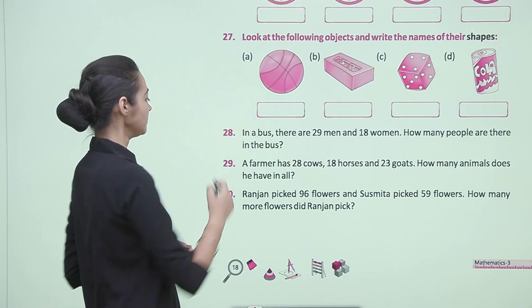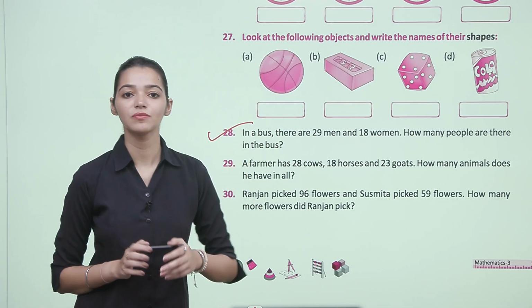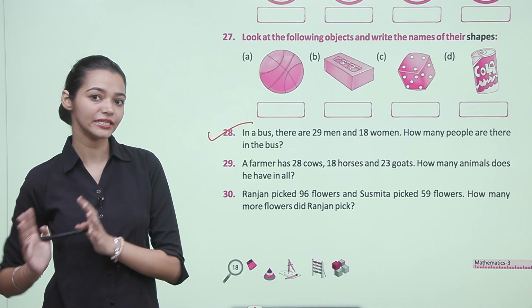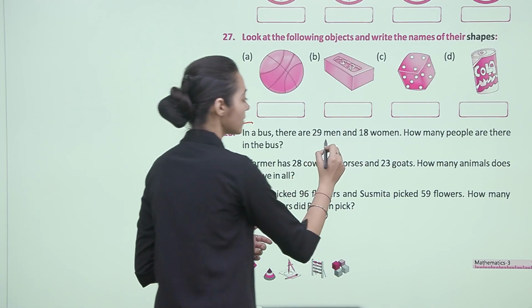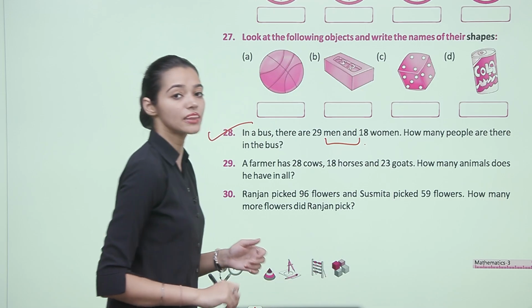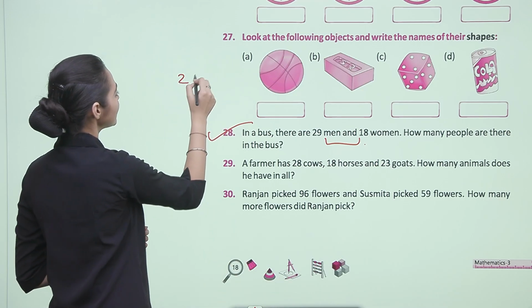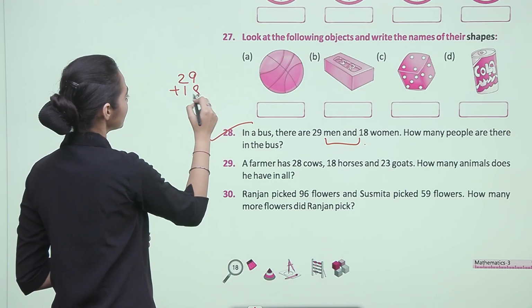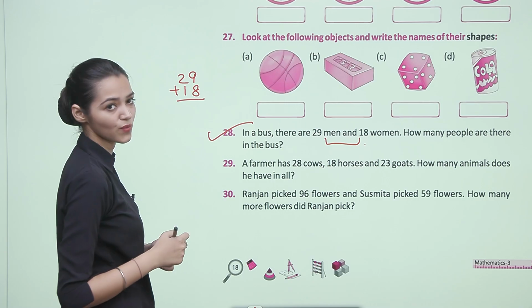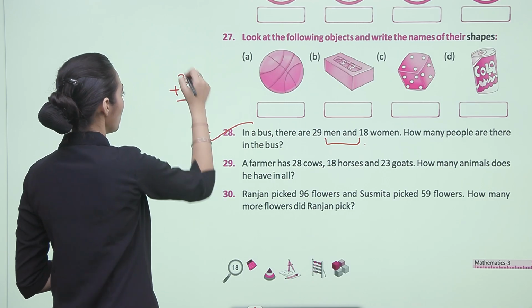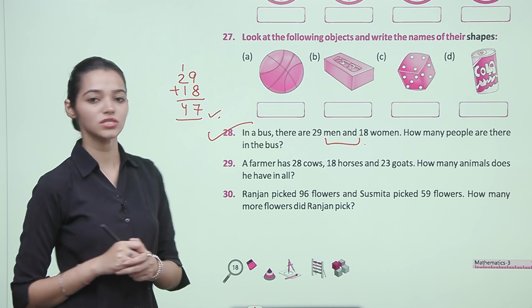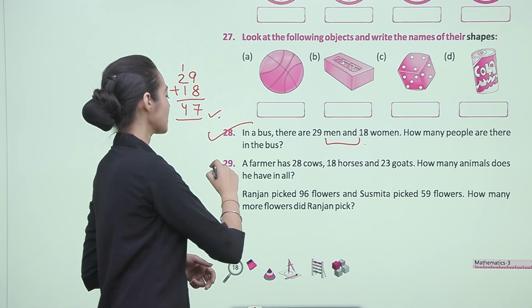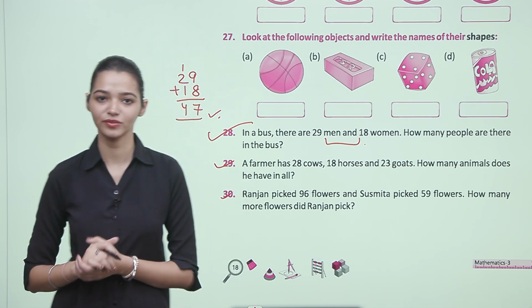Now, in the next one, we have told that in a bus there are 29 men and 18 women. How many people are there in the bus? That means we have to add both the men and women. That will be 29 plus 18. 9 plus 8 is 17, 1 carry over. 47 people are there in the bus. That's how you can solve the 29th and 30th part.